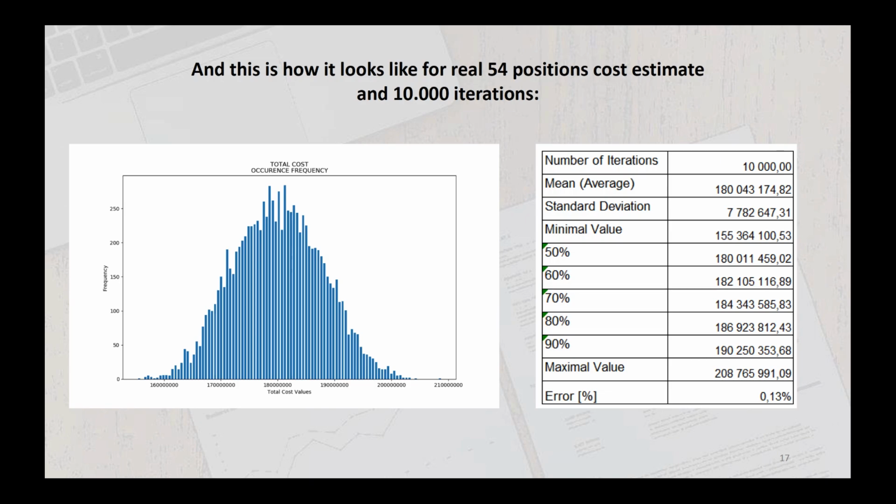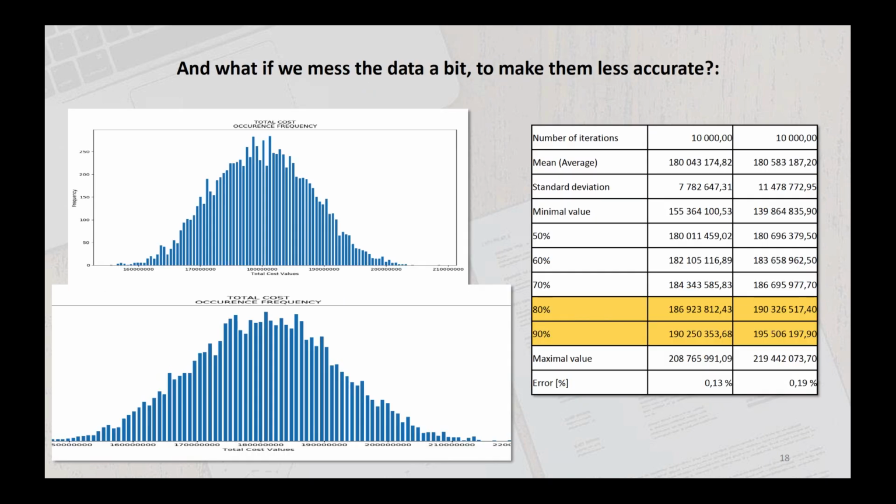And this is the example of a real cost estimate for a building which was tendered here in Warsaw some time ago. As you can see, the average value for this is 180 million zlotys, and 90% of the population of the cost estimates is below 190 million, which for me would be a safe value for establishing a budget.